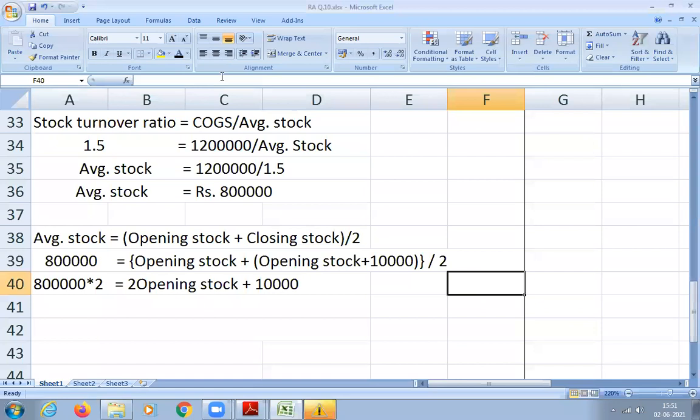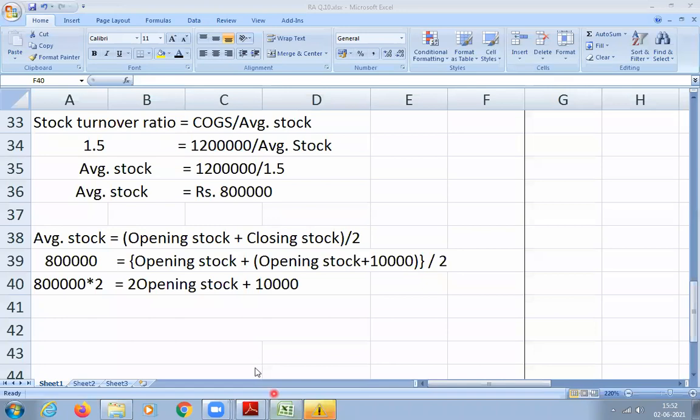Sir, could you tell me how we got 2 opening stocks? Yes, you can see here. First one is one opening stock. Can you see it here? This is one opening stock, and closing stock we have written as opening stock plus 10,000.